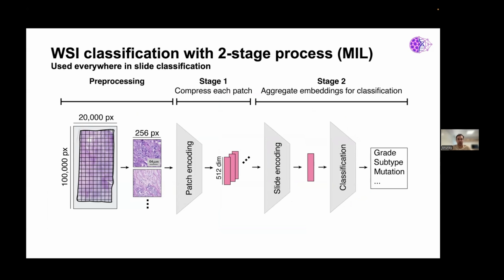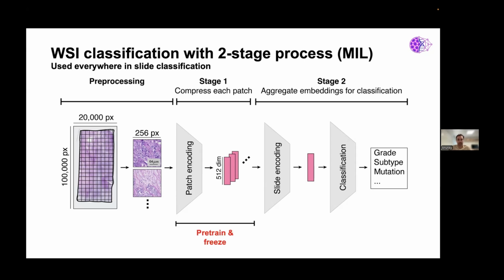So to quickly go over MIL, there's first the pre-processing stage where we remove the background from the tissue to avoid any spurious correlations. And then we patch the large tissue into smaller tiles, which can be of various sizes, for example, 256 pixels. The first stage of MIL is really using a model to compress these patches into smaller dimensions. And then the second stage is to take these individual tiles and to make a slide encoding, which can then be classified for any task, such as grading, subtyping, or mutation prediction.